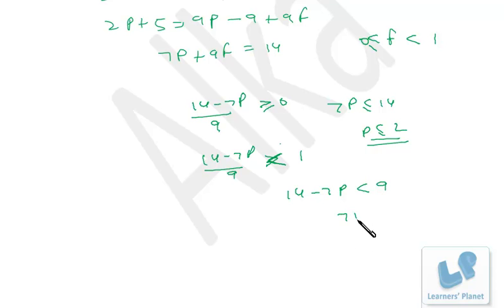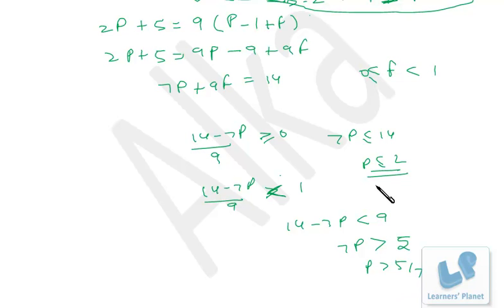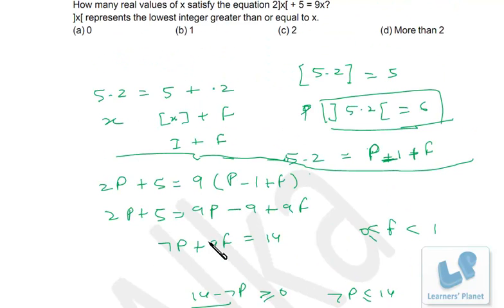That means 7p should be greater than 14 minus 9, that is 5. So it says p is greater than 5 by 7. So obviously p has to be greater than the 5 by 7, because 5 by 7 is a fraction and p is necessarily an integer, right? So p is less than equal to 2 and greater than 5 by 7. So finally p is greater than 5 by 7 and less than equal to 2. So we have two values of p, that is greater than 5 by 7, that means it is 1 and it is 2, right? So if p is 1 and p is 2, this equation will be satisfied, right?